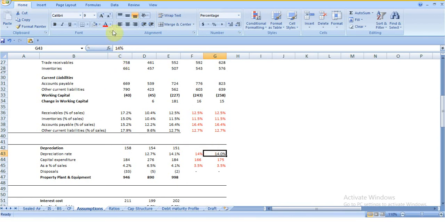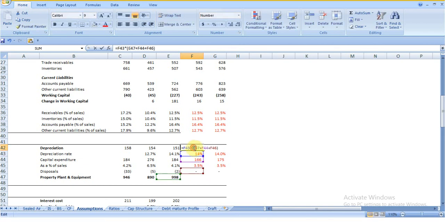Now, I can calculate my depreciation. How am I going to calculate this? Depreciation rate multiplied by property, plant, and equipment of last year's ending balance plus the capital expenditure which is expected this year minus the disposals which are going to happen. I can keep it as plus because these are in negative, and I will calculate my depreciation. So I have calculated my depreciation.